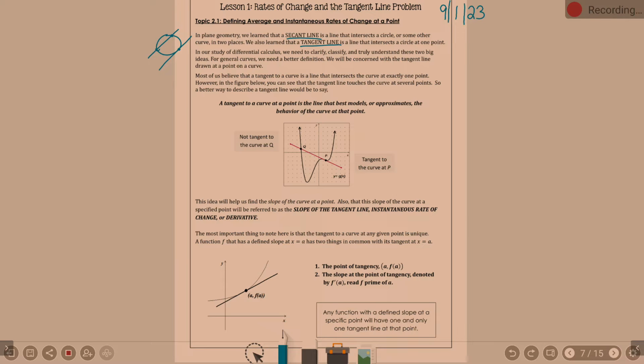So, okay, in our study of differential calculus, we need to clarify, classify, and truly understand these 2 big ideas. For general curves, we need a better definition. We'll be concerned with the tangent line drawn at a point on a curve. Okay, most of us believe that a tangent to a curve is a line that intersects the curve at exactly 1 point. However, in this figure, you can see the tangent line touches the curve at several points. So a better way to describe the tangent line is: a tangent to a curve at a point is a line that best models or approximates the behavior of the curve at that point.